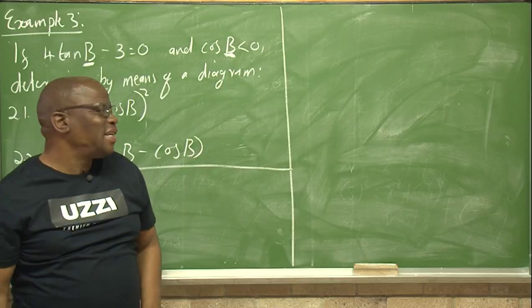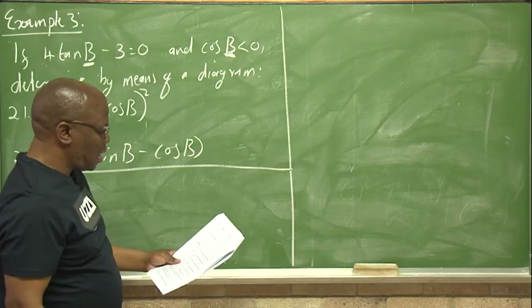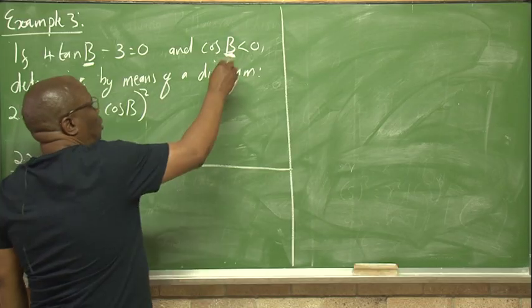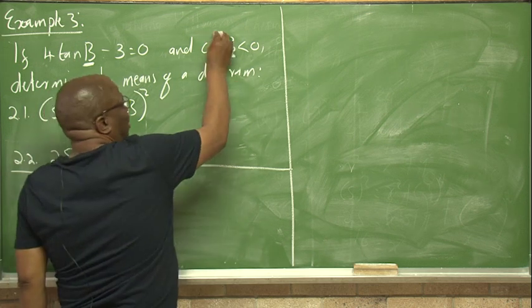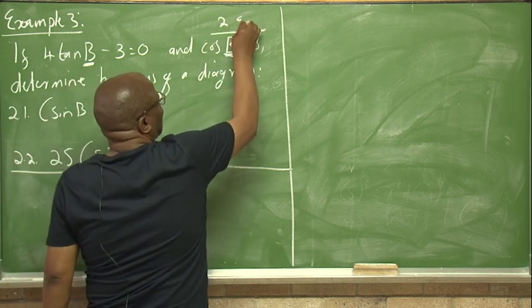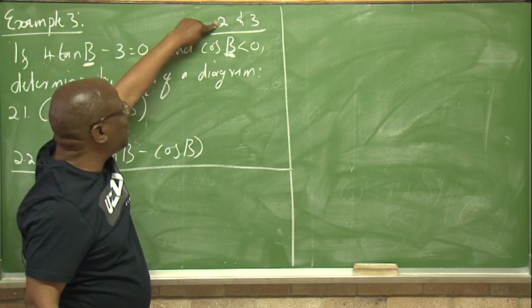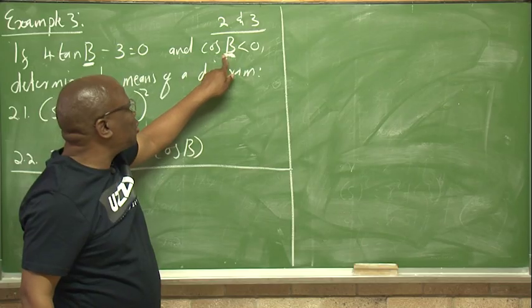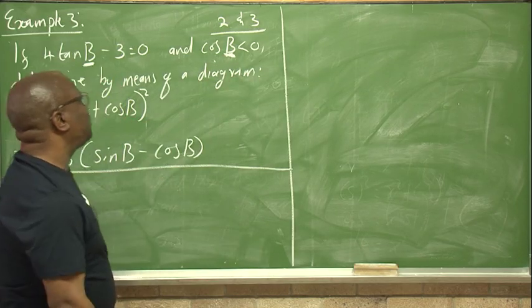In which quadrant is cos negative? You must know your CAST diagram by heart. In the first and fourth quadrants, cos is positive. So the quadrants referred to here are the second and the third, because in the second quadrant cos is negative, and in the third quadrant cos is negative. First and fourth, cos is positive.